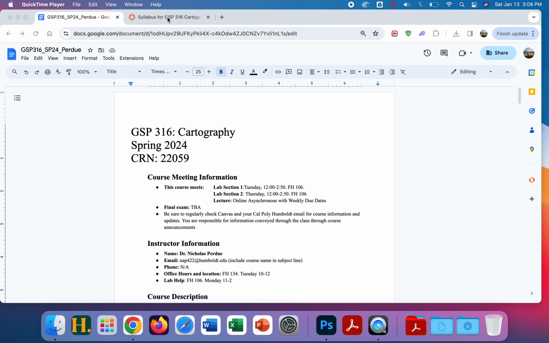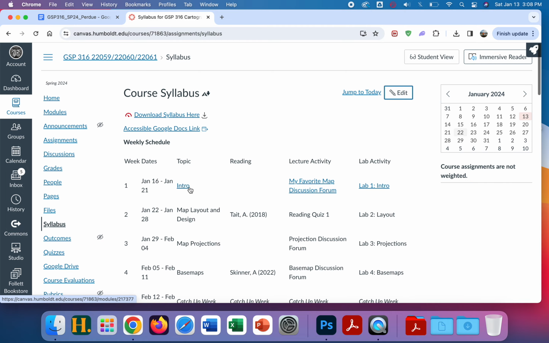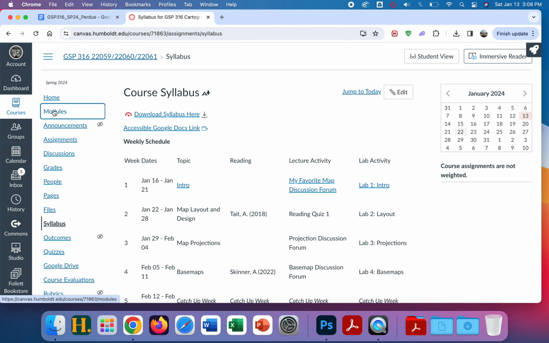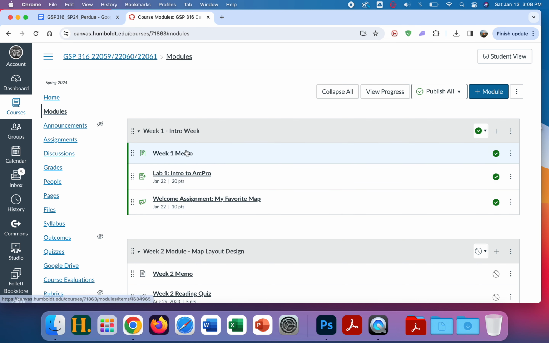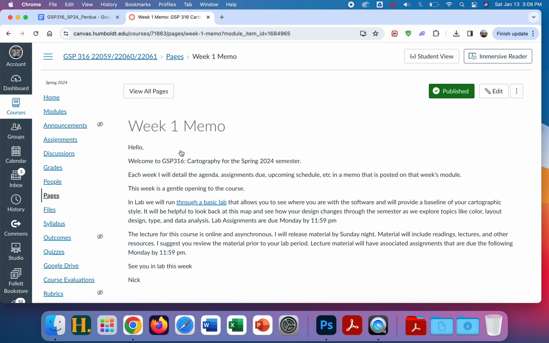It's posted on Canvas. Let me look at the Canvas site real quick before we get out of here. So on the Canvas site, each week I will have a module that has a weekly memo. That memo will go through what's due, the expectations. It will have links to the lecture material, the readings, etc. So the weekly memo that I'll send out is your announcement that has all the different links of all the different stuff you need for that upcoming week.